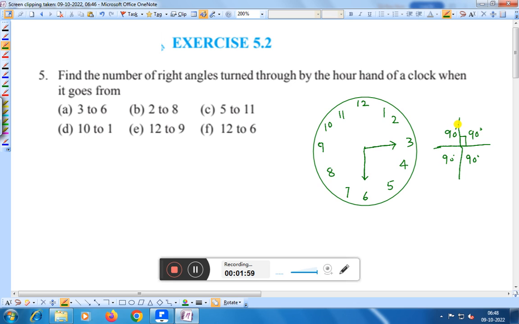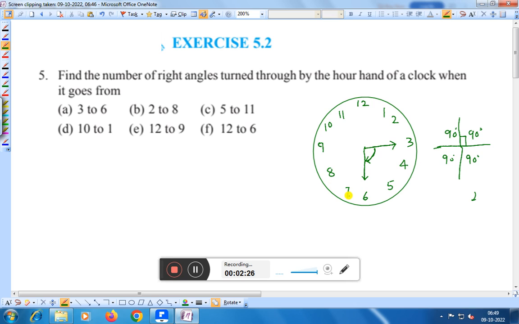The question is find the number of right angles turned through by the hour hand of a clock when it goes from 3 to 6. That means it is going in clockwise direction, right? 3 to 6. How much angle is it?